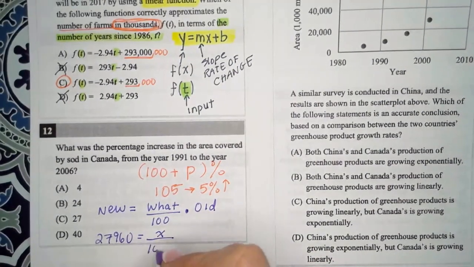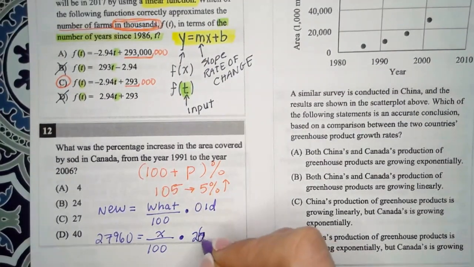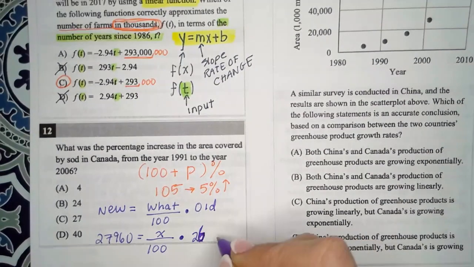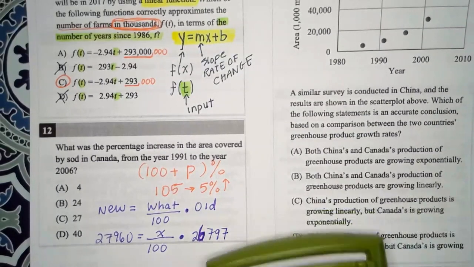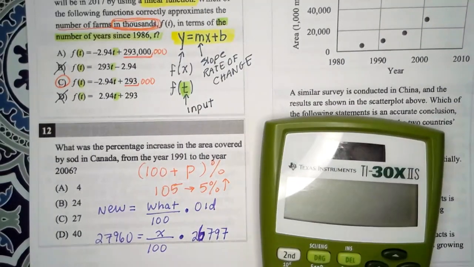X percent of, means multiply, the old amount. 26, sorry, my 6 was a 7. 26,797. Okay, now, in the calculator, we're going to do some little math over here, get our answer.